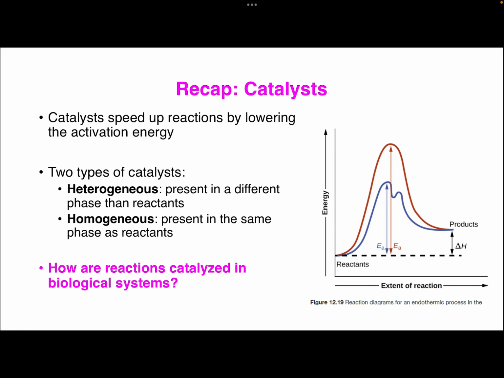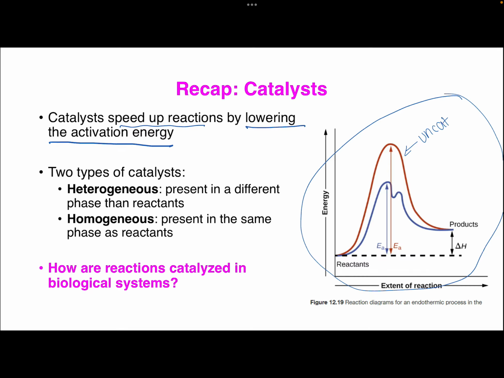Catalysts are substances that increase reaction rates without being consumed themselves in the reaction. And the way that these catalysts work is that they speed up reactions by lowering the activation energy. So let's look at this diagram here. We have one reaction shown in red that's uncatalyzed. So that has some activation energy associated with getting from the reactants to the transition state up here. All right. But then in the blue line, now we've added a catalyst.